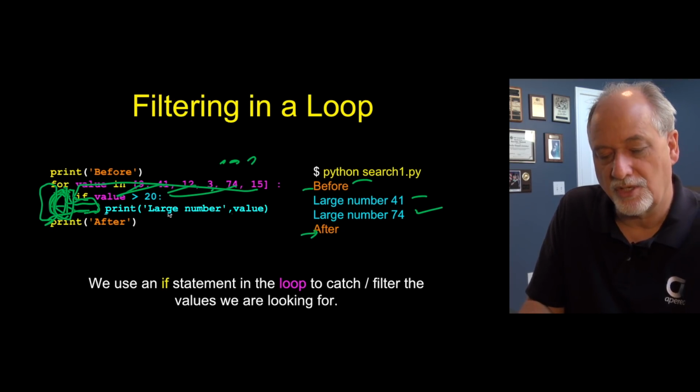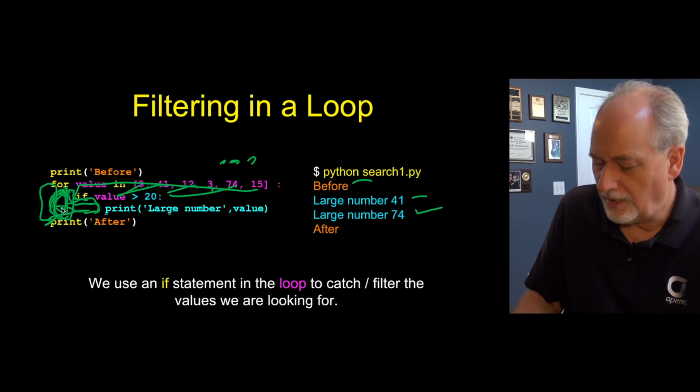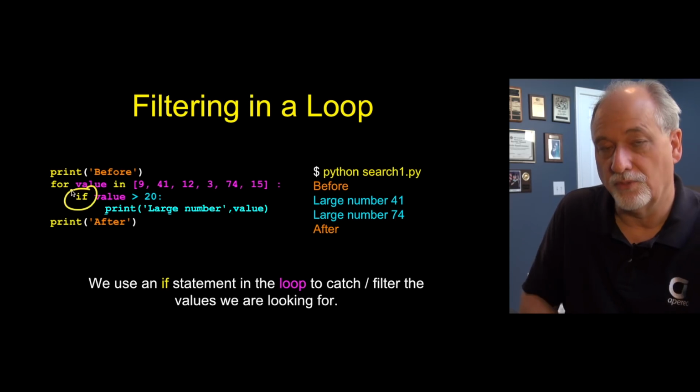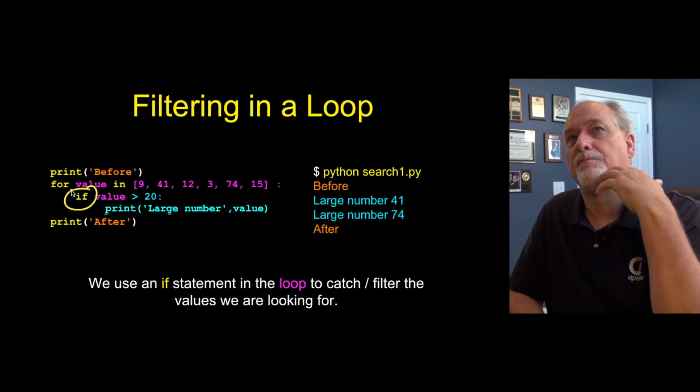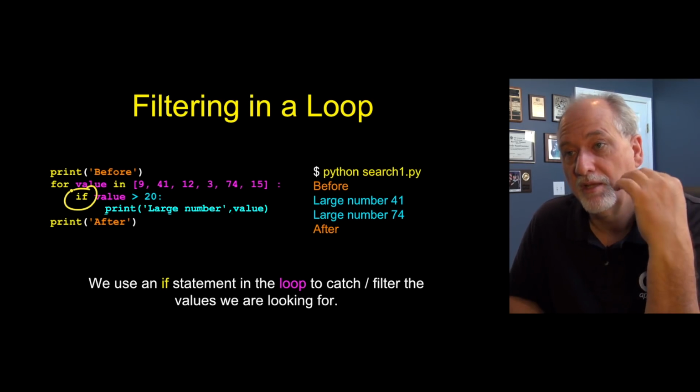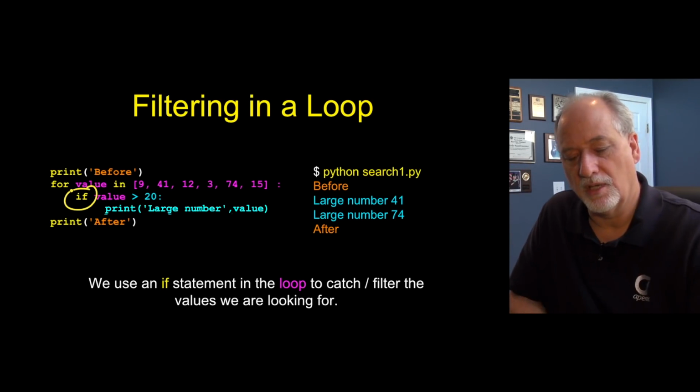And so this is just the notion of having an if statement inside of a for loop, where we're sort of picking or choosing or selecting or looking for something in a large set of things that we're looping through.